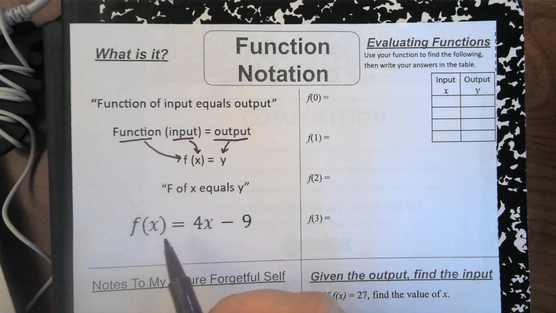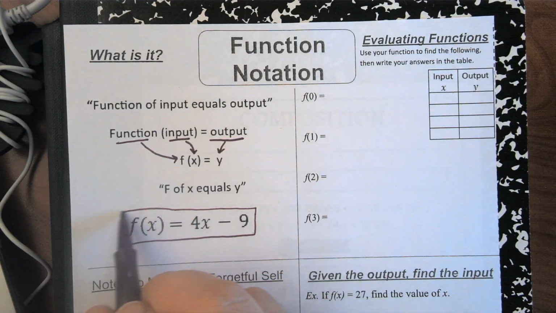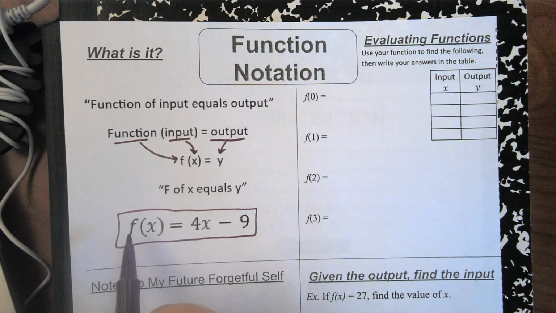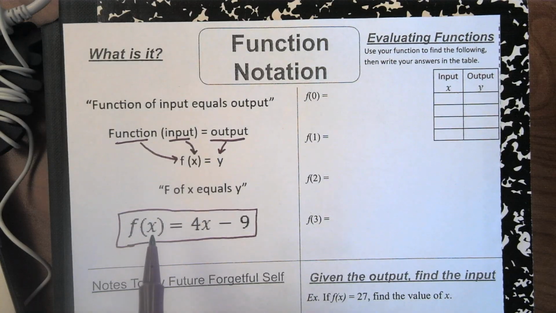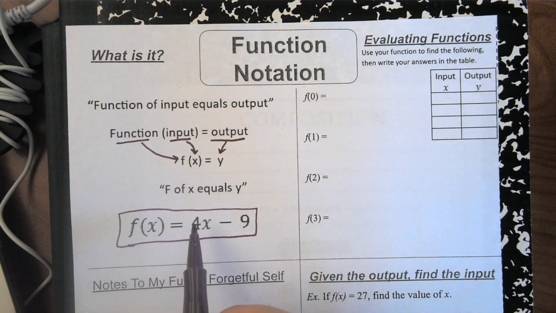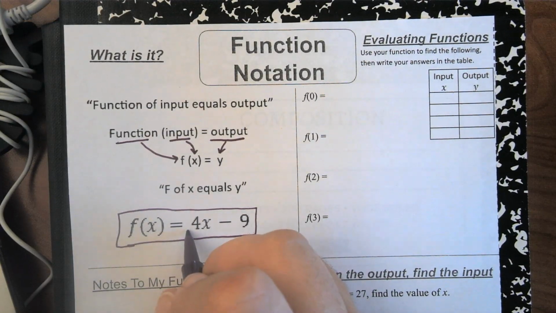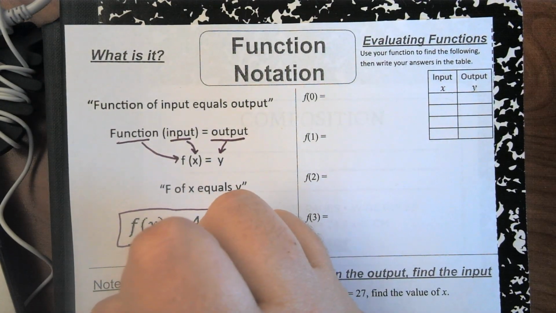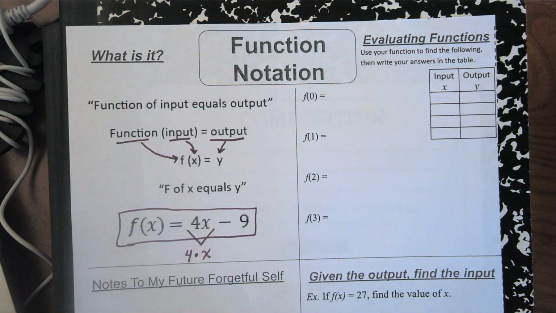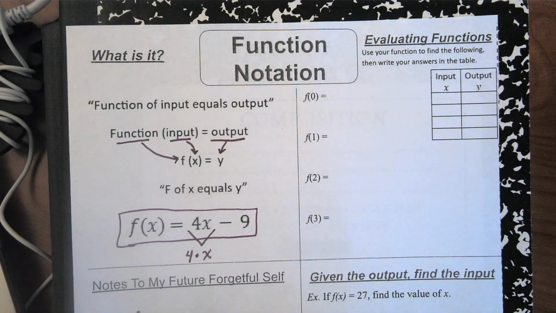This is the function that we're going to be using. As you can see, it's labeled f, so that's how I know this is the function I'm going to use, because this is the f function. And the f function says, do 4x minus 9. What that means is I'm going to do 4 times my x, and my x is going to be whatever input they tell me. And then I'm going to subtract 9 from it at the end.